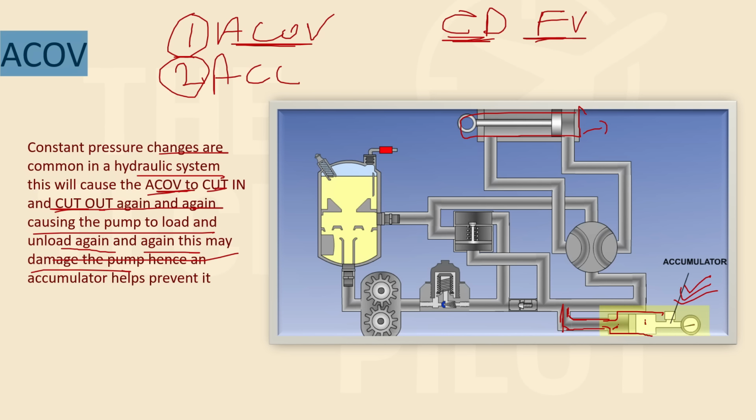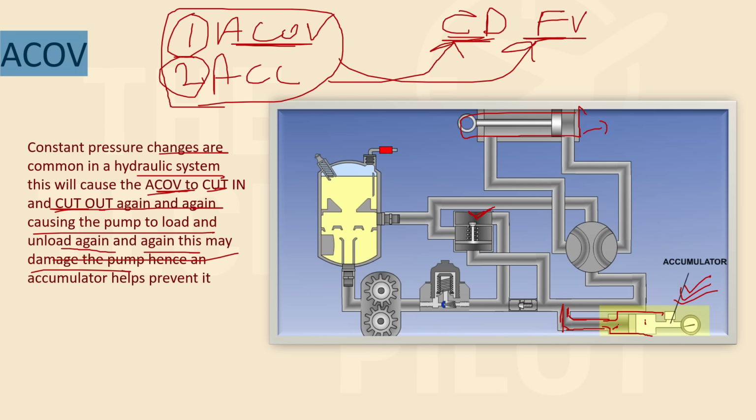But for larger pressure changes, then only the ACOV will operate. Otherwise, ACOV won't operate again and again. Otherwise, it will be like on, off, on, off, on, off, because there are constant pressure changes happening in the hydraulic system. That is why these two things are very important when it comes to a constant delivery pump or a fixed volume pump, right? So that is why we have an ACOV, an accumulator, and a constant delivery pump.